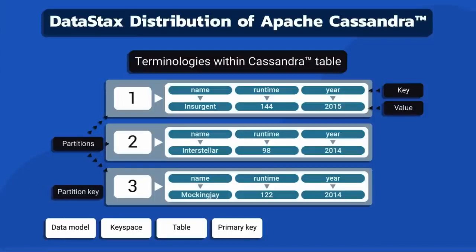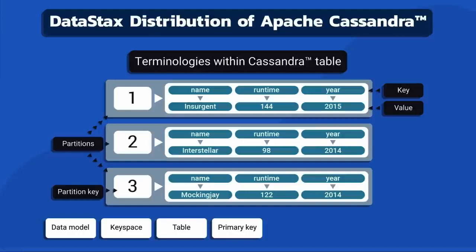A partition key is the first part of the primary key. It determines where in the cluster your data will be stored, on which node it will be stored. A partition key is the left-hand column in the graphic indicating 1, 2, or 3 respectively.